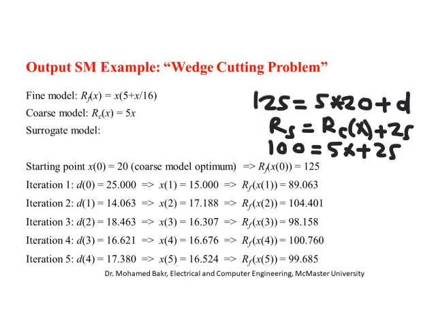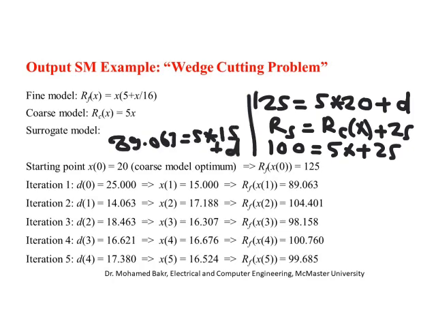Then we have to do a second step. Okay, how do we do a second step? We ask ourselves, what is the D that I should use in order to make the coarse model give me, at this point, which is 15, 89.063. I'm trying to make the coarse model behave like the fine model. So this is the equation I'm going to write here: 89.063 is equal to 5 multiplying 15 plus D.